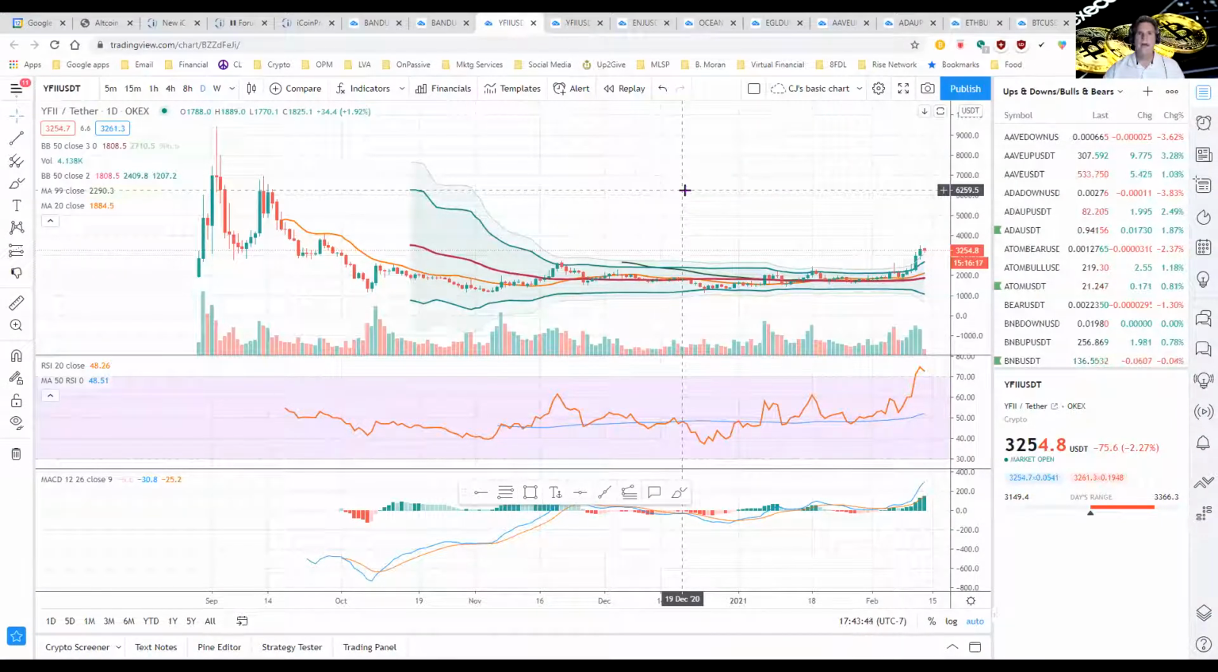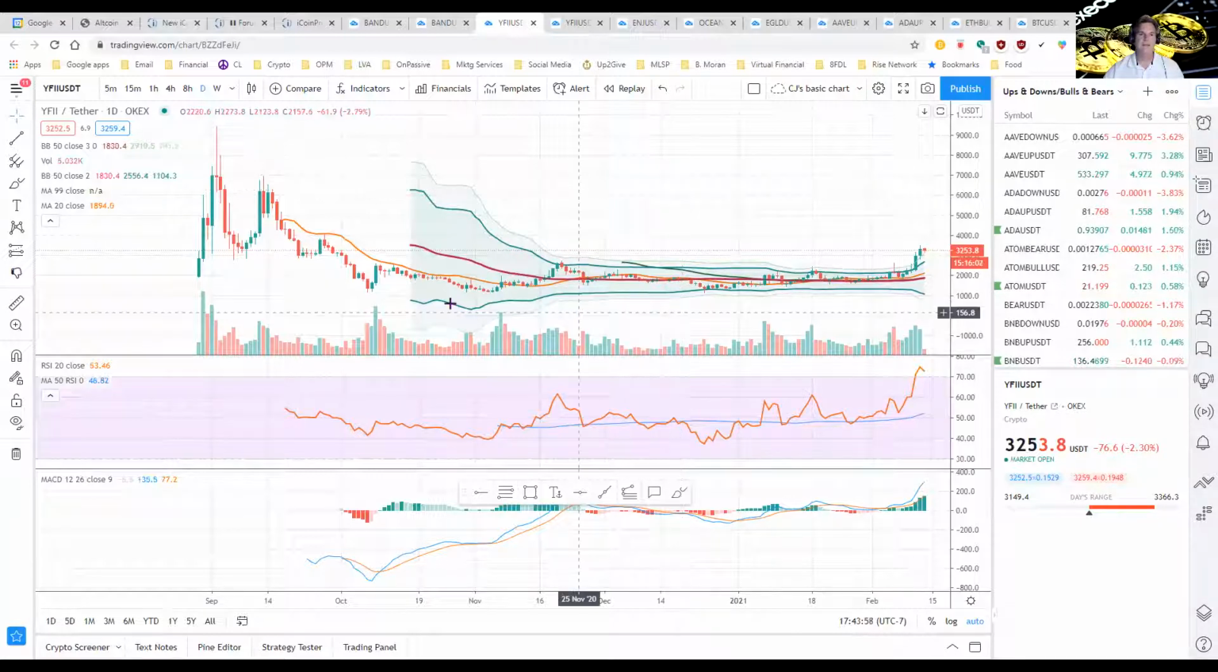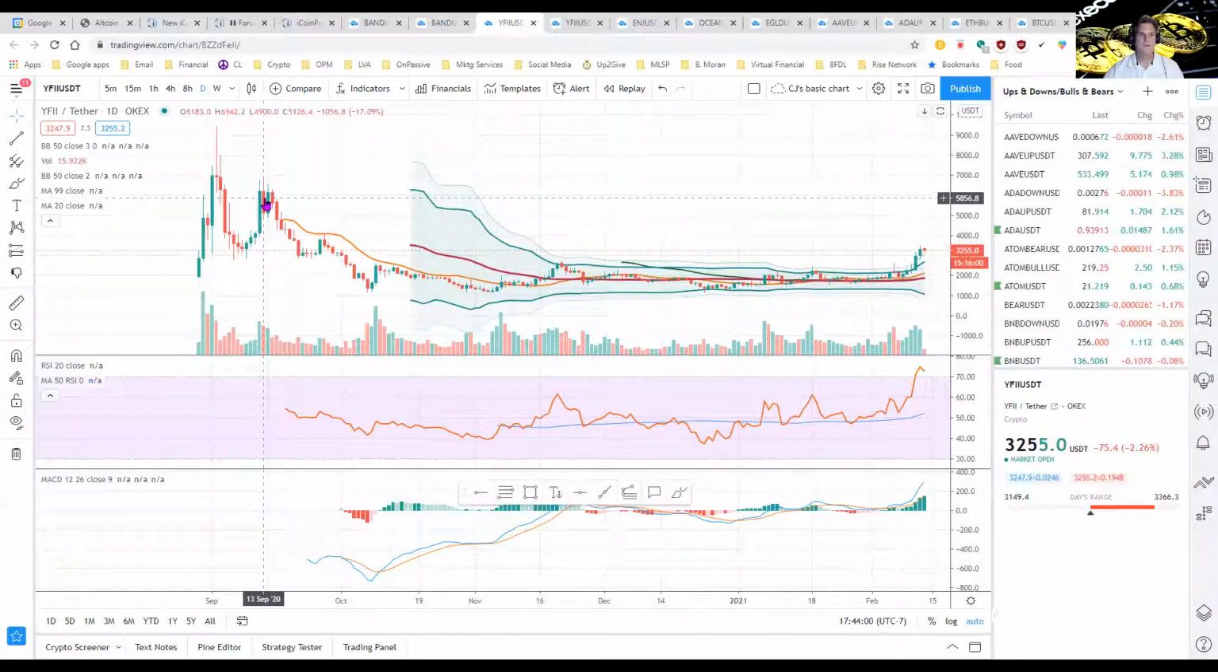Okay, here we are on the YFII day chart. And the reason I want to look at this is to show, this is the first thing I look at now as a result of this bull market that we're in. Does a coin have room to move? Does it have a trading history where I want it to go? And YFII does, which is why I was interested in this coin.